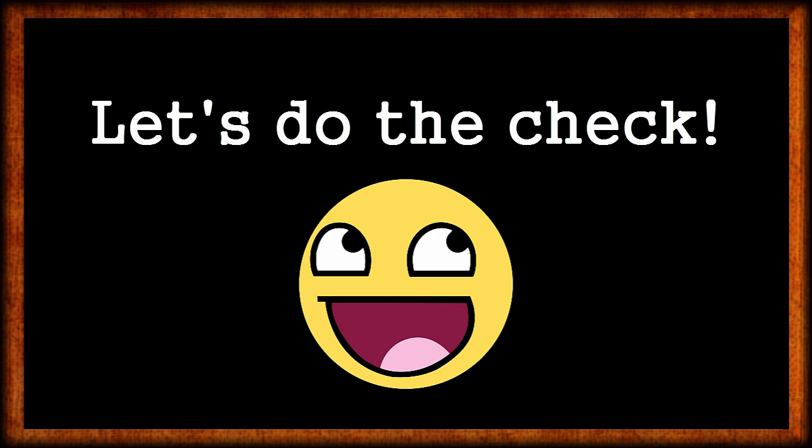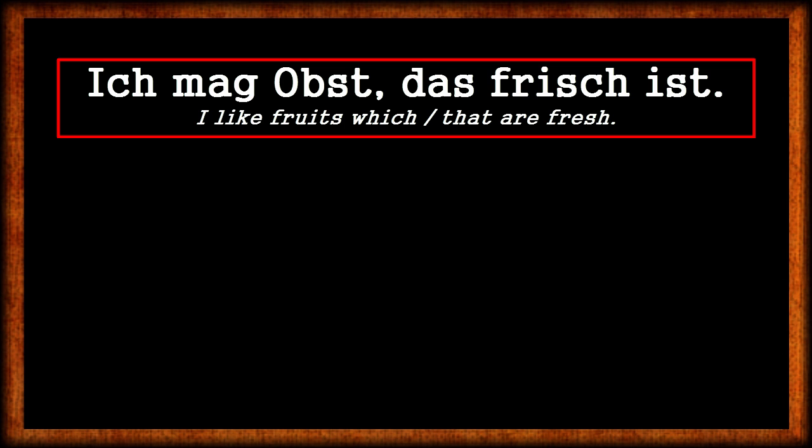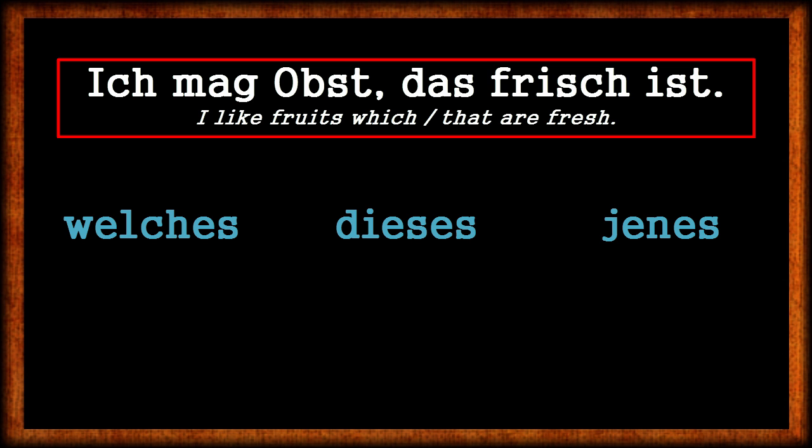Alright, let's check our examples. Let's go back to the first case, the first exemplary sentence. Ich mag Obst, das frisch ist. Ask yourself, can you substitute das with either welches or jenes or dieses without changing the meaning of the sentence? That is very important. This also includes the sentence type. Is it a statement? Does it become a question and therefore change its meaning? That shouldn't be the case.